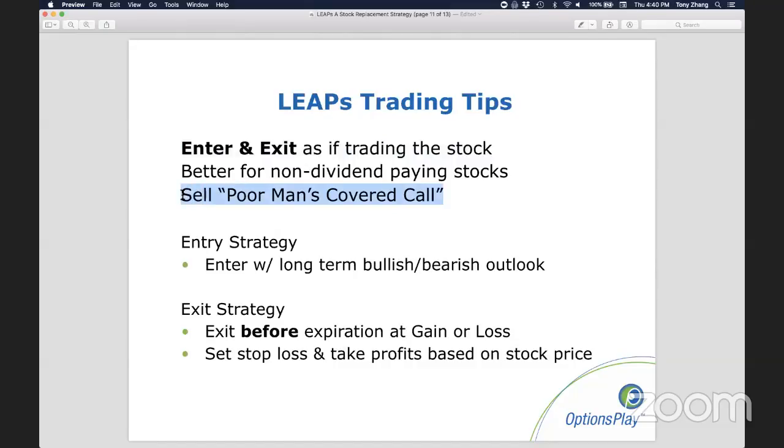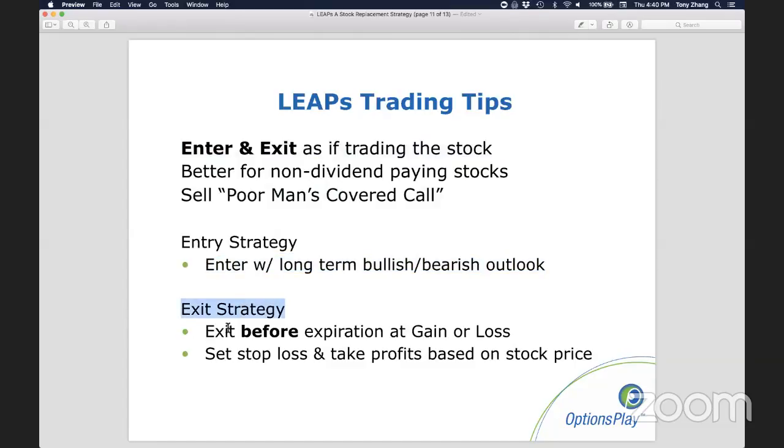We'll cover that in the next slide as to what that means, what the mechanics of that is, and also how much yield you can actually generate from a poor man's covered call. But like I said, to enter these leaps, you want to enter with a long-term bullish or bearish outlook on either a stock or ETF or index. Very straightforward. Whenever you feel that you're ready to buy a stock or short a stock, that's a time you should consider taking a look at entering a leap.